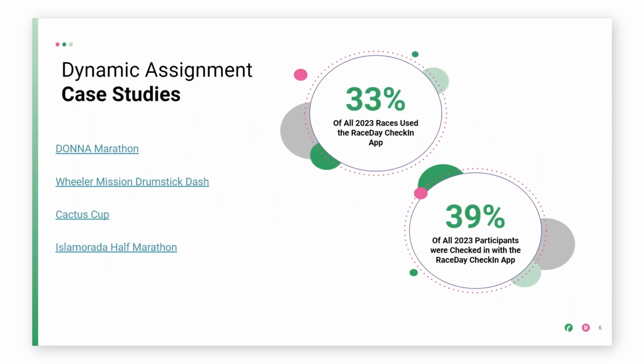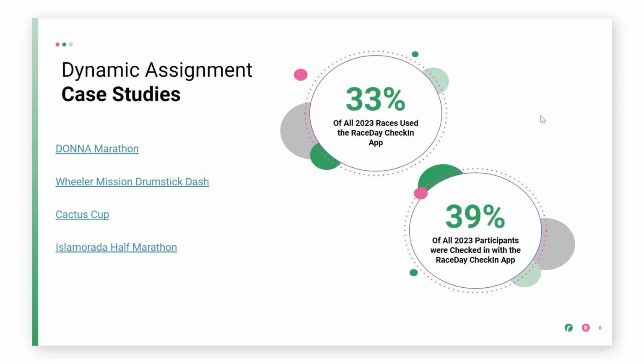Some examples of successful dynamic assignment races. These are all links that you can check out. The main takeaway here is that those races range in size and application, but one of them is a 13,000 person race, and these other stats I think are really worth taking to heart.